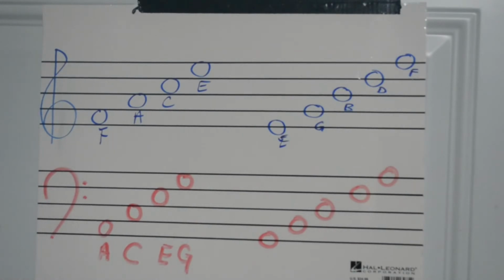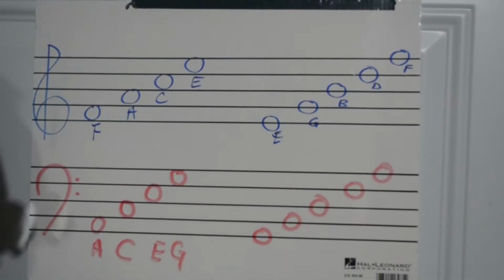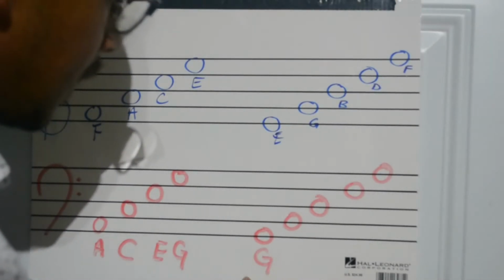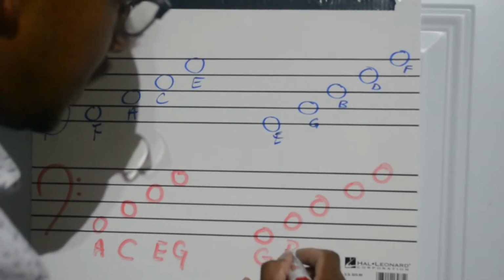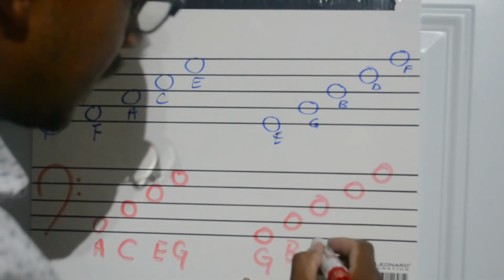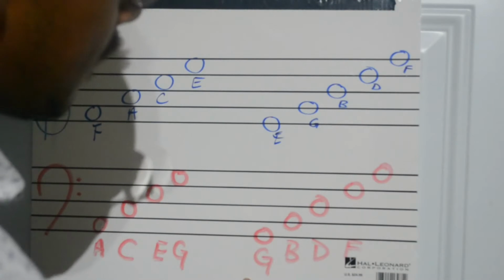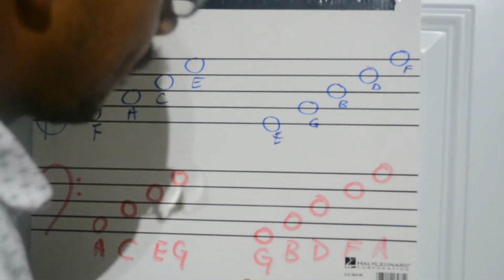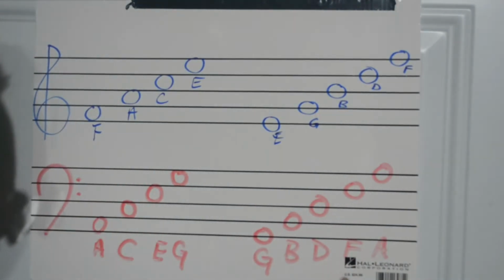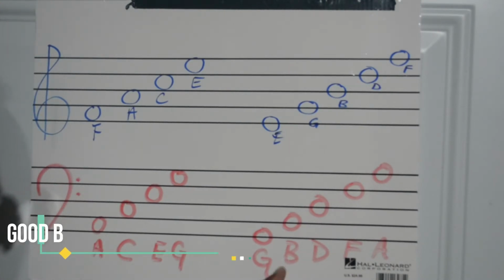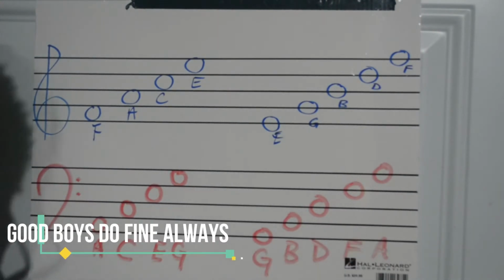Now, let's take a look at the lines. The first line is G. The second line is B. The third line, D. Fourth line, F. And fifth line, A. G, B, D, F, A. Our sentence here is, good boys do fine always.